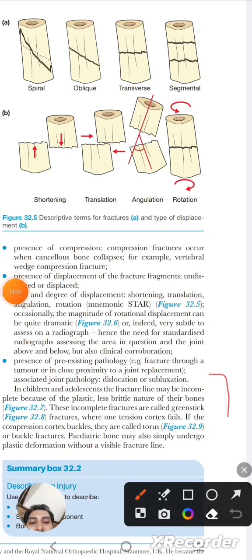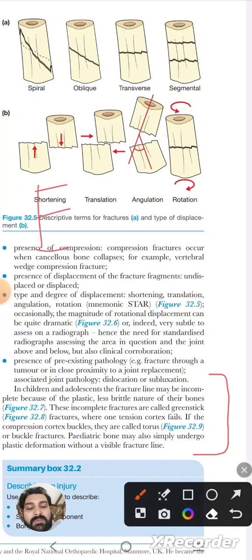In children and adolescents, the fracture line may be incomplete because of the plastic, less brittle nature of their bones. In the pediatric population, the bones are usually very soft, and when a force is applied, the bone may give way. The bone may bend. If the force is very little, the bone will bend, and when the force is removed, the bone will come to its original position on its own, and it will be called elastic deformation.